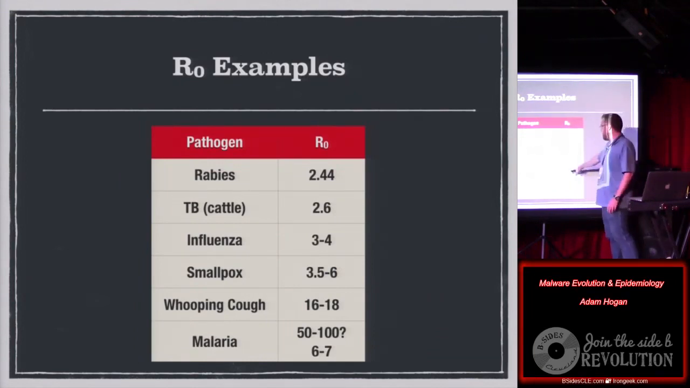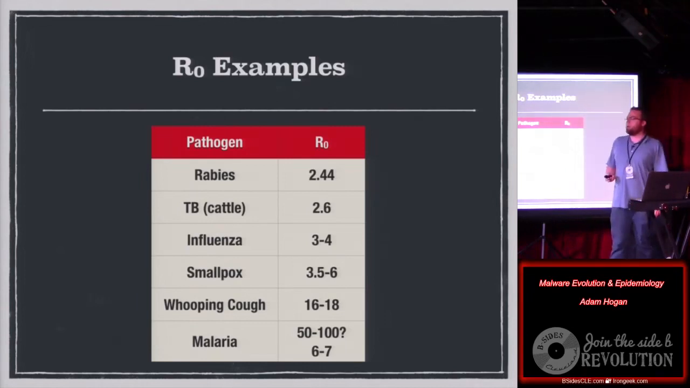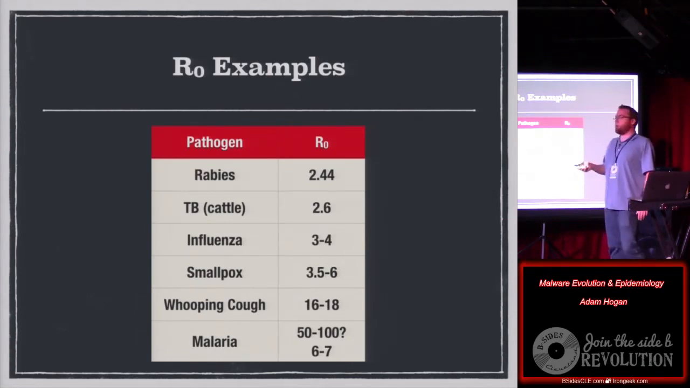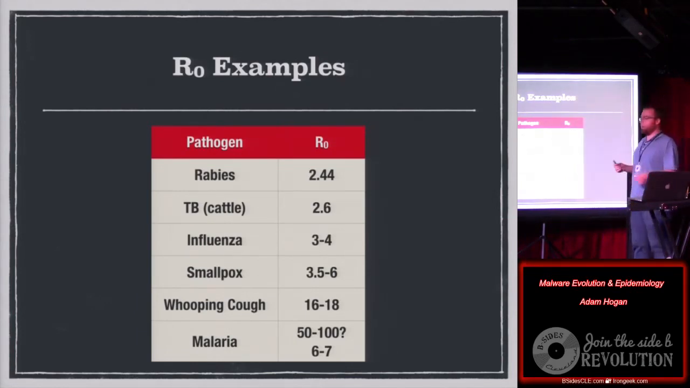Smallpox, for example, is 3.5 to 6. Whooping cough is estimated at 16 to 18. Very, very nasty disease. It's why it's one of the ones where you're inoculated at birth and then again when you go to college, right? So this is the primary determinant of how epidemiologists attack these things. Farmers also use it to determine how much it could spread, right?